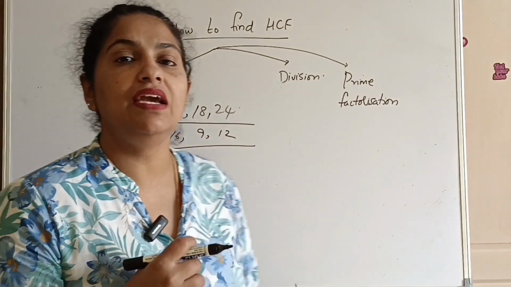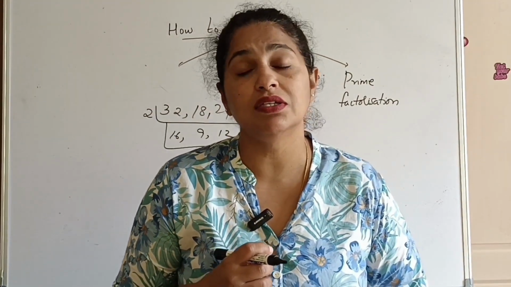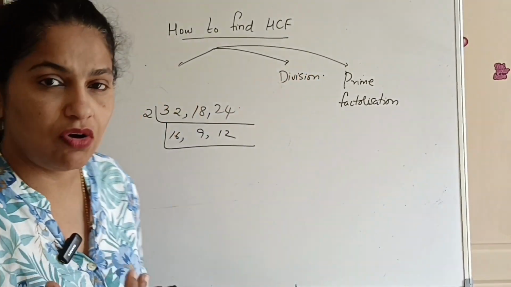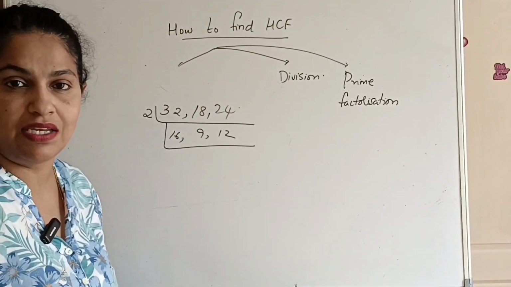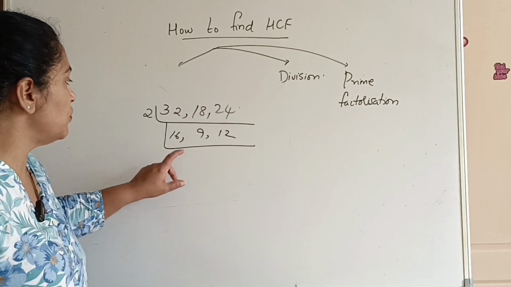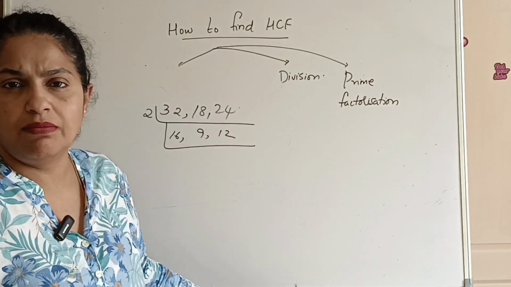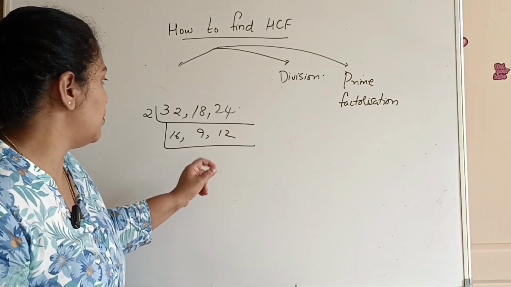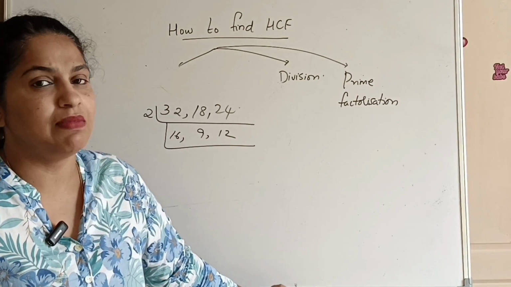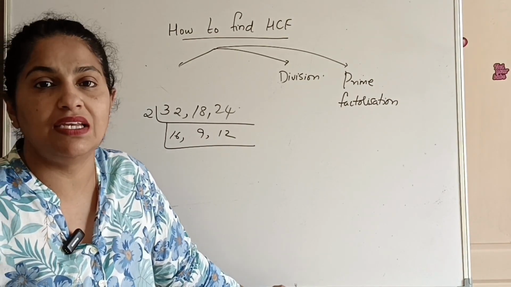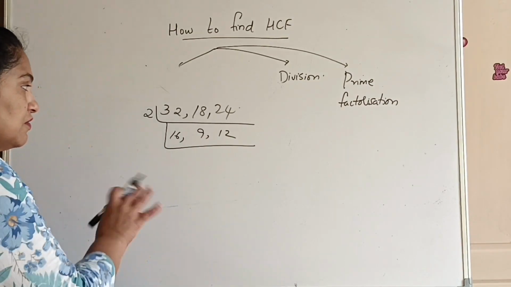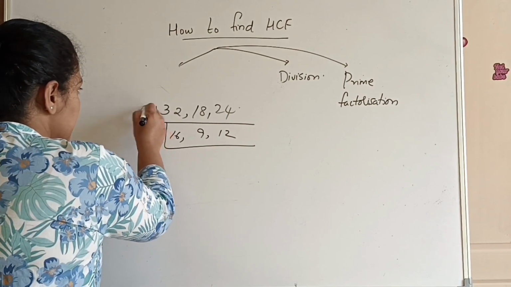Now, is there any other number that can divide all the three numbers simultaneously, or a proper divisor for all the three numbers? You can see that it is not possible. 16 and 12 are divisible by 4 and 2, but then 9 is not. 9 and 12 are divisible by 3, but 16 is not. I cannot find any other number other than 1. Okay. So, 2 is my HCF.